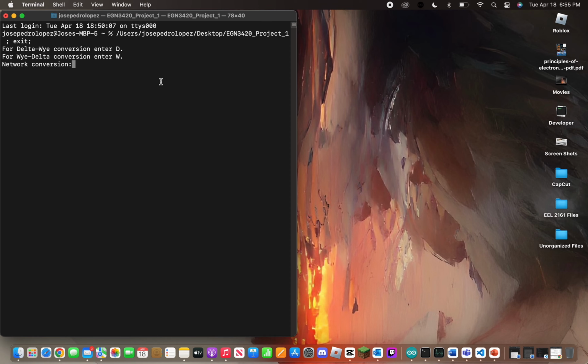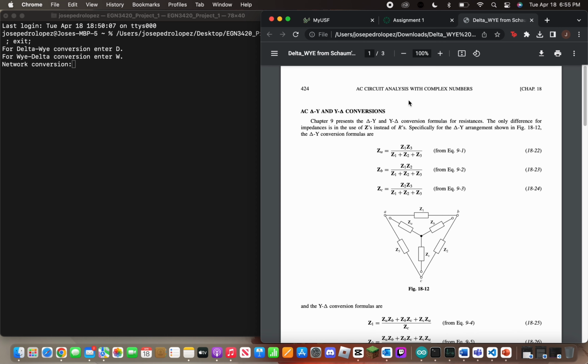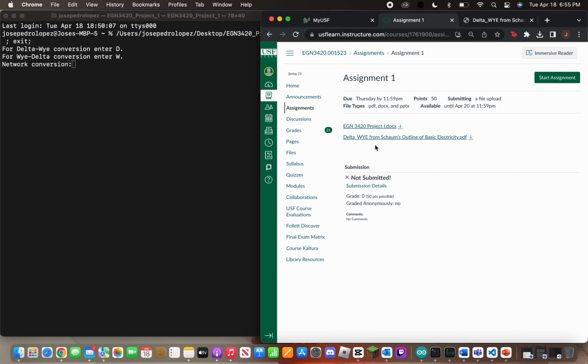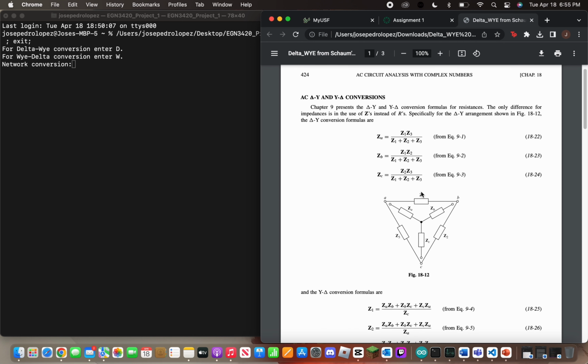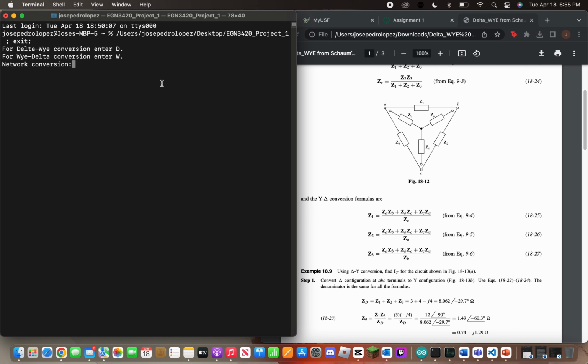To get an example of how this script will work, I'm going to use the values of the example given in the attachment of this assignment. For the example, they had Z1 equal to 3, Z2 equal to 4, and Z3 equal to -4i. In order to do this, I will put D in order to do the Delta-Wye conversion.